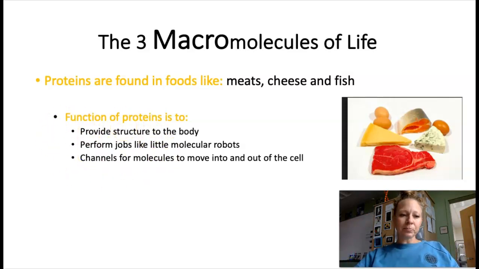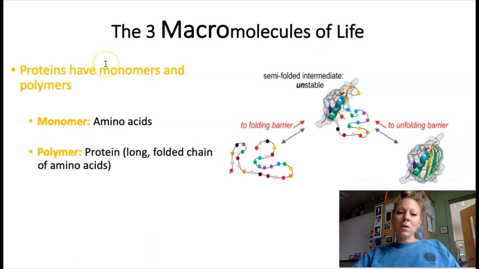And so the monomer and polymer of a protein, I'm sure you've heard of the word amino acids. So if you have a whole string of amino acids, you have a polymer of a protein, which is, this is easy to remember, a protein.